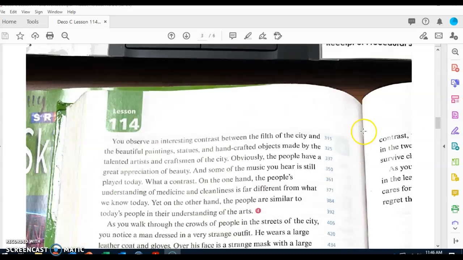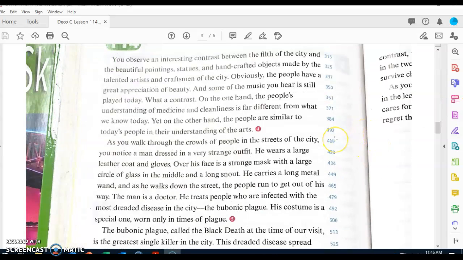So let's go ahead and keep reading. You observe an interesting contrast between the filth of the city and the beautiful painting, statues, and handcrafted objects made by the talented artists and craftsmen of the city. Obviously, the people have a great appreciation of beauty, and some of the music you hear is still played today. What a contrast! On the other hand, the people's understanding of medicine and cleanliness is far different from what we know today. Yet, on the other hand, the people are similar to today's people in their understanding of the arts.